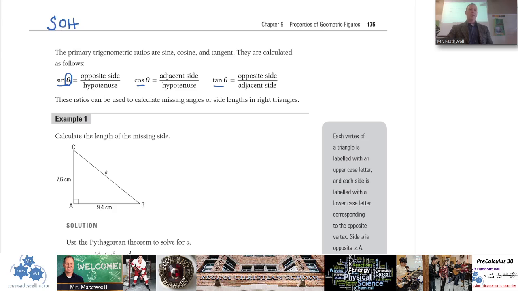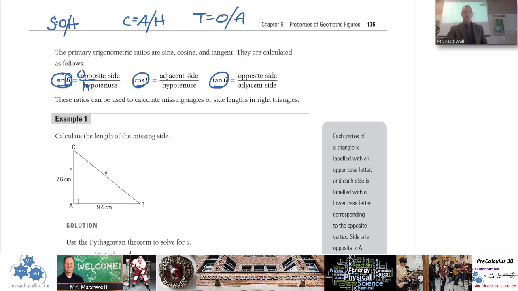So SOH, what does that mean? Sine equals opposite divided by hypotenuse. That's the SOH. Sine equals opposite divided by hypotenuse. The CAH, and of course that is cosine of an angle equals its adjacent side divided by hypotenuse. I'll talk about adjacent side in a minute, but TOA, and that is tangent of an angle equals the opposite side divided by the adjacent side.